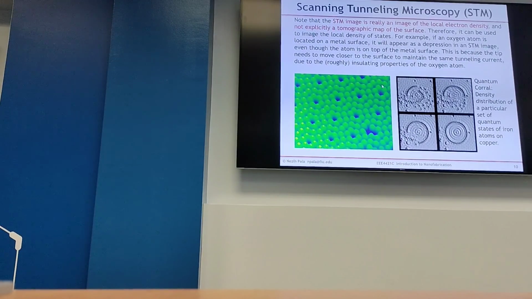You can get this, which is called a coral, and it's even possible to pick those atoms by applying bias and place them the way you want. And I think I showed that picture a long time ago. IBM managed to write IBM letters using individual atoms.